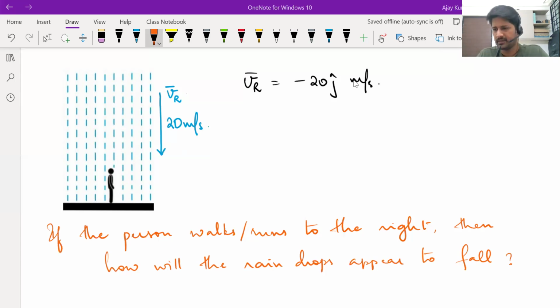First, tell me, see, raindrops have a certain velocity. Raindrop you consider as one object. Person is another object. Now, if the person's velocity changes, will the relative velocity change or not? Generally, if one object's velocity changes, will the relative velocity of another object change or not?